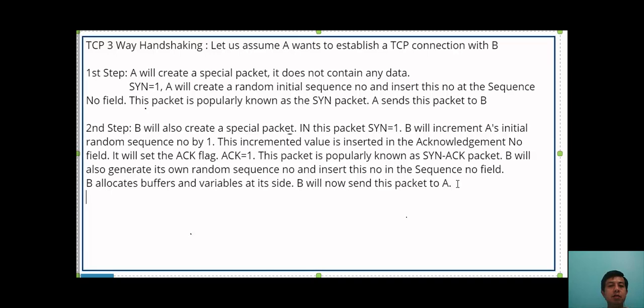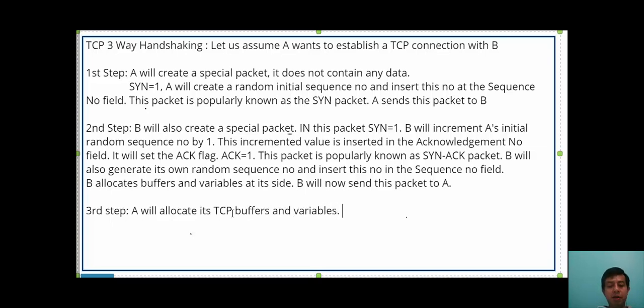Now let's come to the last and final step, the third step. So once A receives this SYN-ACK packet, what will it do? It means that A has received the agreement from B that B is now agreeing to establish the TCP connection. So once it receives this SYN-ACK, A knows that B is set for this TCP connection. So what A will do is allocate its TCP buffers and variables.